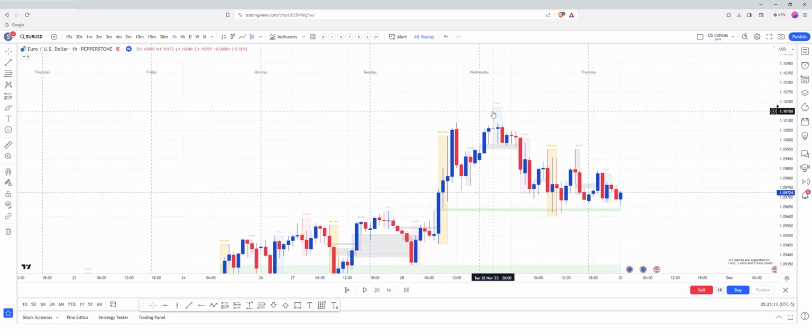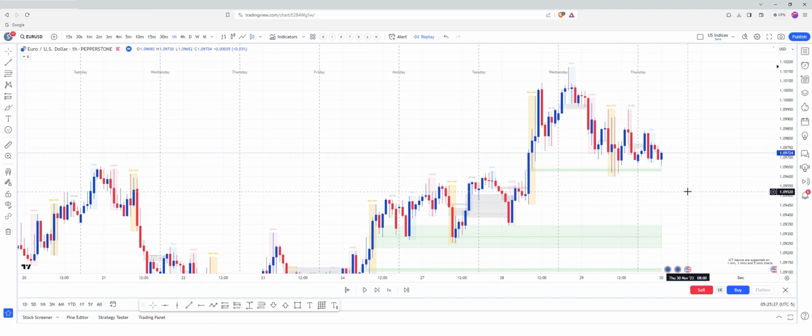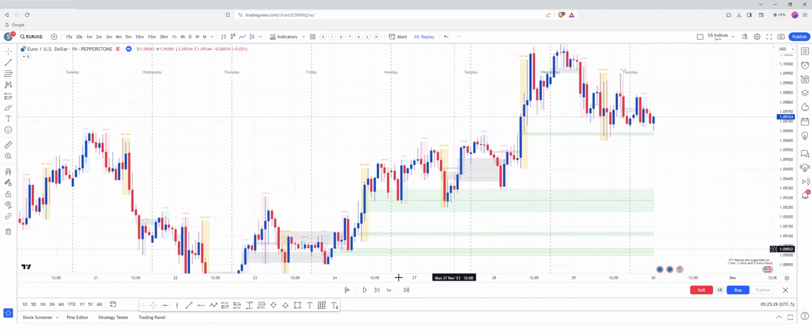We've put the high in on the open of Wednesday, so traditionally you will find the high or the low of the week will be put in Tuesday. So Tuesday, Wednesday crossover, we put the high in. So this would give me, again, a bearish bias, I think, a pullback, aiming possibly for the low of the week, which is Monday lows down here.